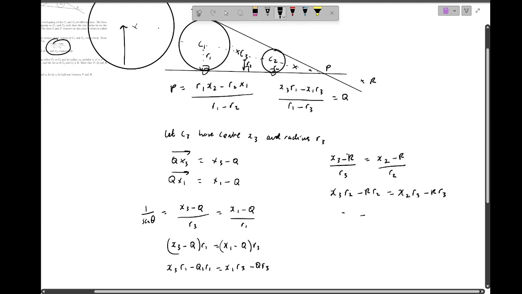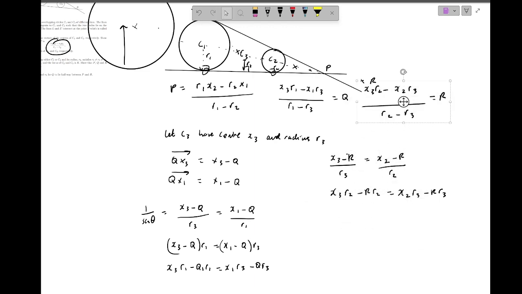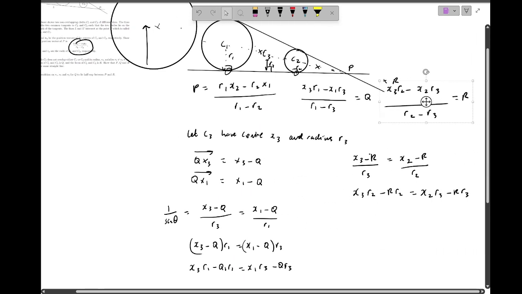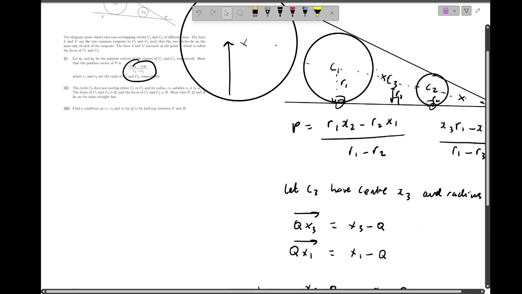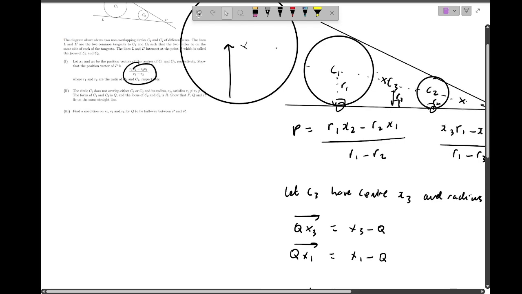Yeah, (x3 r2 minus x2 r3) over (r2 minus r3) is equal to r. So again, we're going to put this up here. So we've gotten all of this. So we've now gotten the position vectors of p, q, and r. Okay. But it doesn't just want that. It wants us to show that it's in the same line.